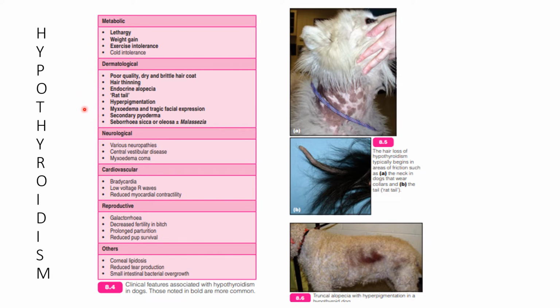So poor quality of yung mga hair coat, endocrine alopecia. Alopecia is lack of hair. Mga rat tail, as seen here, at mga patsi-patsi ng mga alopecic area o mga area na walang buhok. So there are also neurological aspects, again, special function on your nervous system, maturation and maintenance, cardiovascular, reproductive, and other pathologies that are caused by deficient thyroid function.